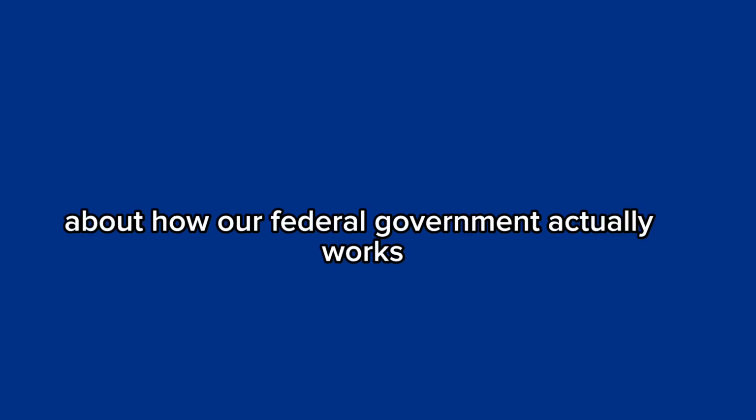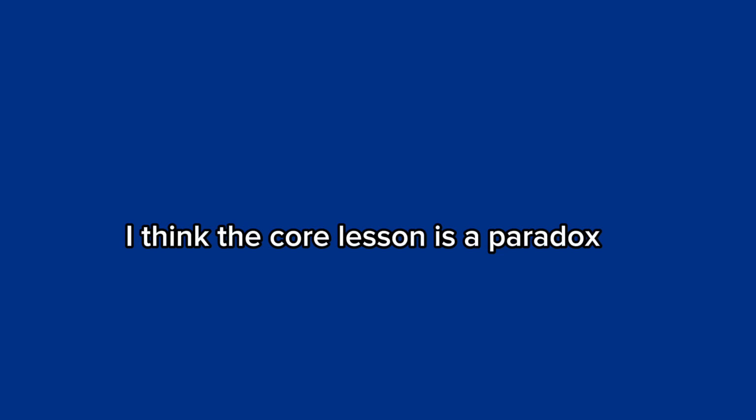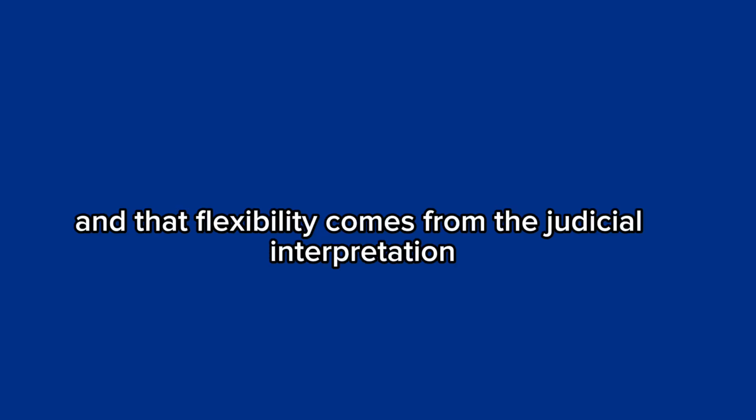Wow. This has been a truly monumental deep dive. From the broadest powers to the most specific. If we try to boil this all down, what's the core takeaway about how our federal government actually works? I think the core lesson is a paradox. On paper, the power of Congress is limited, it's enumerated. But in practice, it is fantastically flexible. And that flexibility comes from the judicial interpretation of just a few key phrases. That's it. The Commerce Clause, the Taxing Power, and the Necessary and Proper Clause.